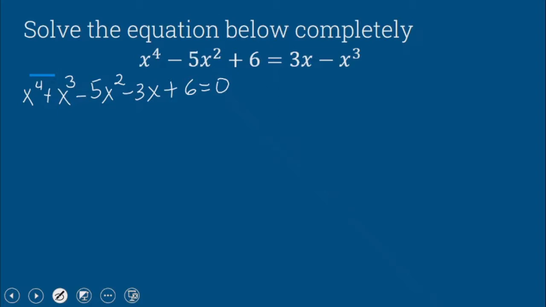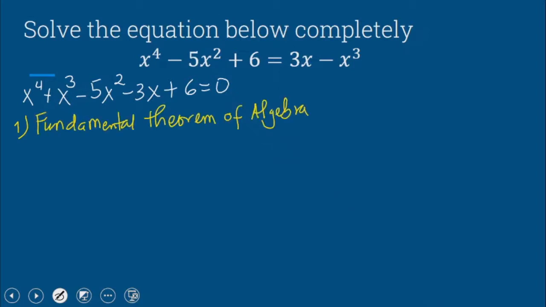So the first thing that we want to do now, after we rewrite the equation, is to apply the fundamental theorem of algebra. The fundamental theorem of algebra tells us that the number of solutions this equation is going to have will be 4, because 4 is the highest exponent, which is the degree of the polynomial.